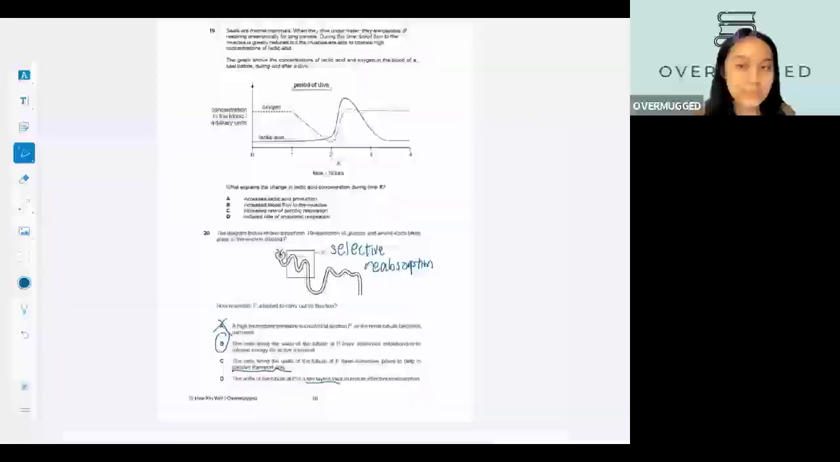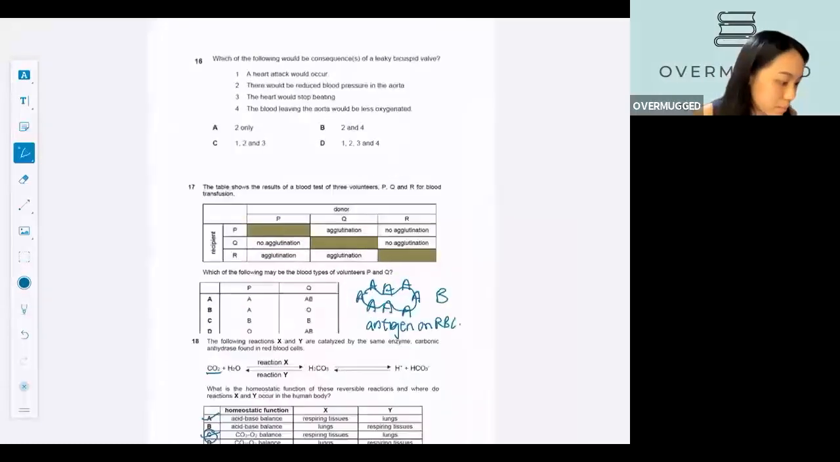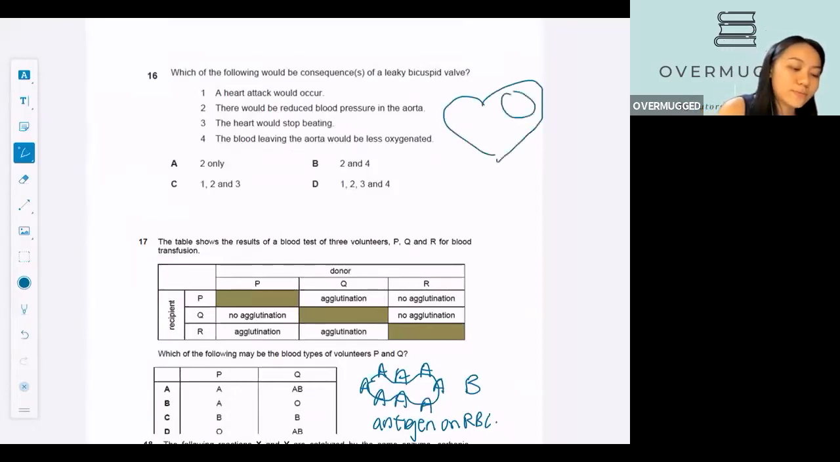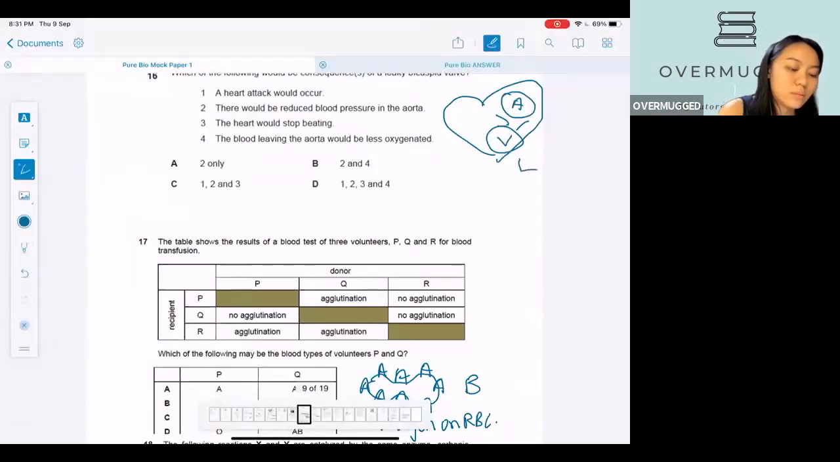Someone asked question 16, why is option 4 correct? Okay, which one of the following will be the consequences of a leaky bicuspid valve? So when there is a leaky bicuspid valve, where is the bicuspid valve? This one. Okay, this is your left side. If there's a leaky bicuspid valve, it means that blood would flow back to the atrium.